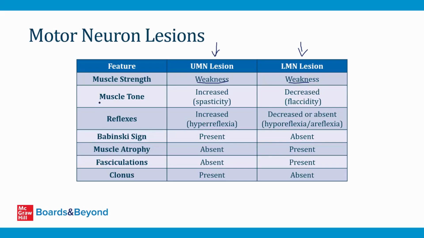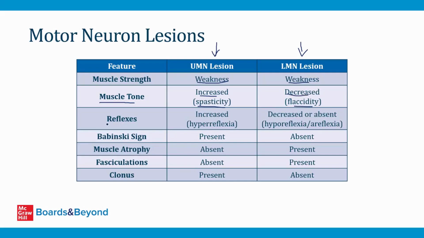So first of all, let's talk about muscle tone. We said this earlier, but the upper motor neurons keep those lower motor neurons from sending signals to muscles. So when you have an upper motor neuron lesion, those lower motor neurons are going to be overactive, and you're going to get increased muscle tone, also known as spasticity. On the other hand, when you have a lower motor neuron lesion, then there's going to be no innervation to the muscle, so that muscle is going to become flaccid and demonstrate decreased muscle tone.